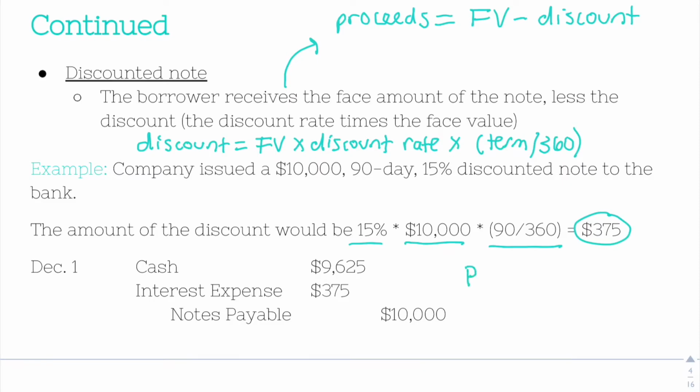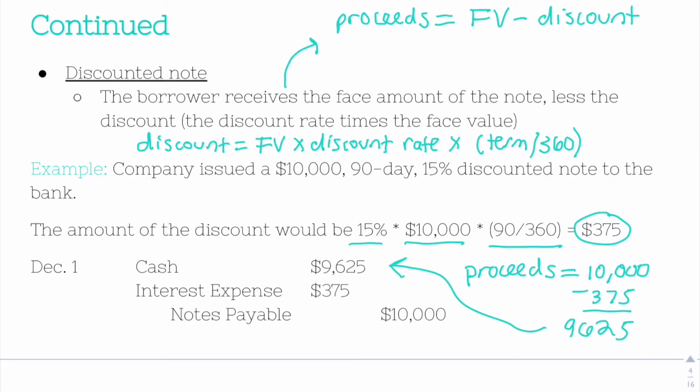So we calculate what the proceeds are because that is what you will receive. So the proceeds are the face value of $10,000 minus the discount of $375, which is equal to $9,625. And that is the cash being received. So you're receiving cash of $9,625, so we're debiting cash to increase it.